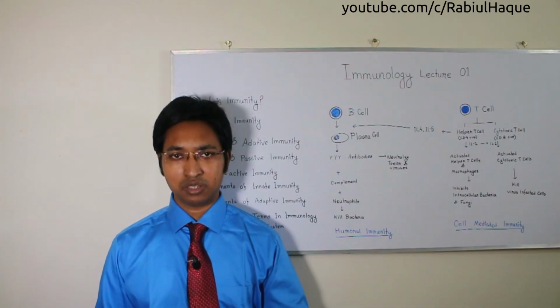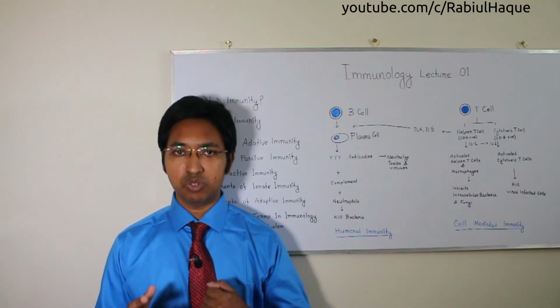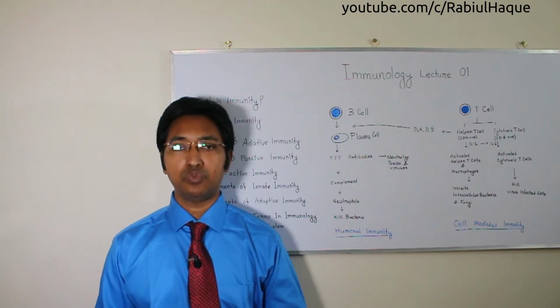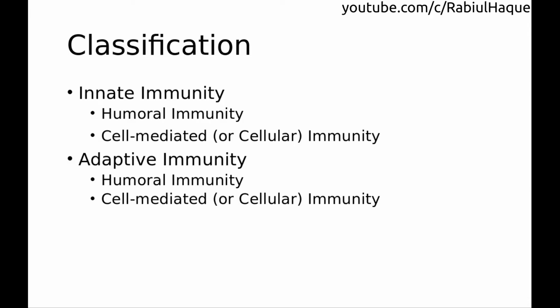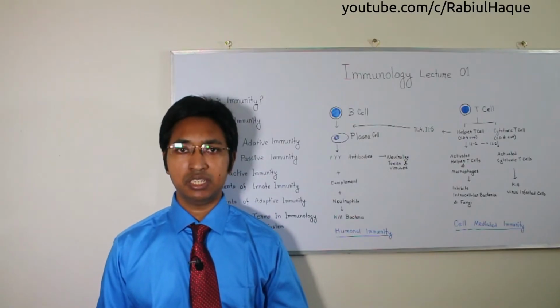So now that we have talked about some introductory points regarding immunity and immunology, let's move on and talk about the classification of immunity. As we can see, we can classify immunity into innate and adaptive immunity. Both innate and adaptive immunity can be further subdivided into humoral immunity and cell-mediated or cellular immunity. So now that we have classified immunity, let's talk about the various types one by one.